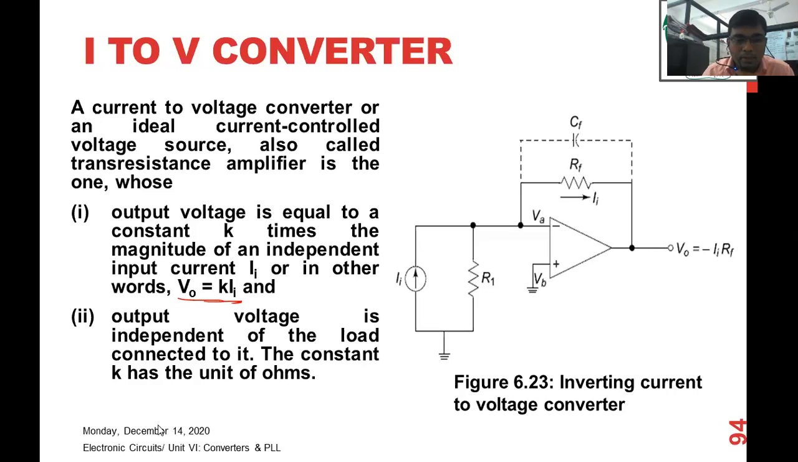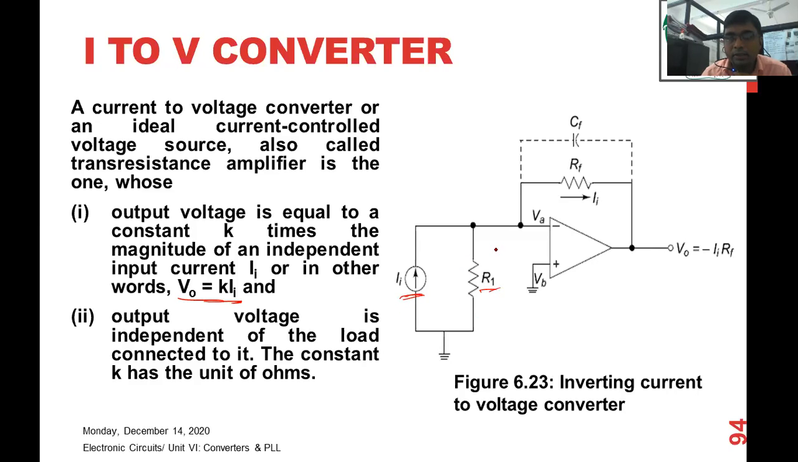So you can see here, this is the circuitry that represents the inverting current to voltage converter, because in the inverting terminal we have connected the current source, and parallel to that is the R1 resistor.